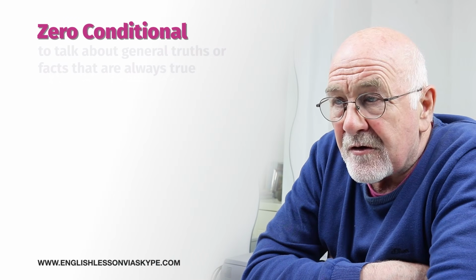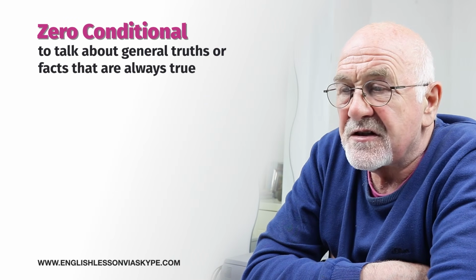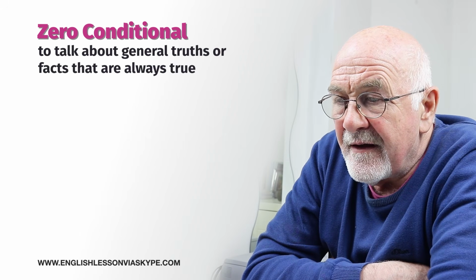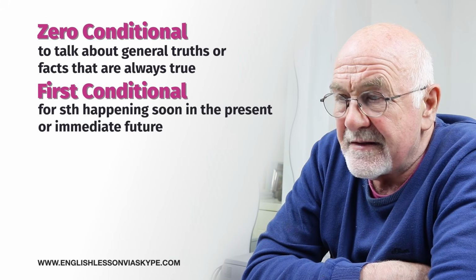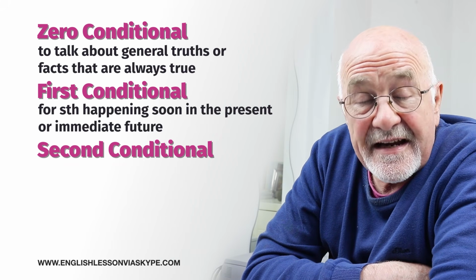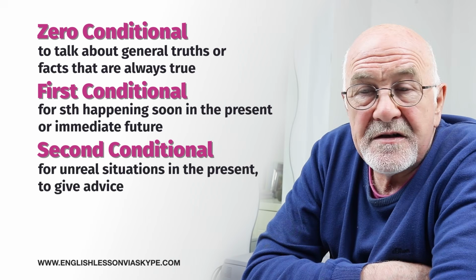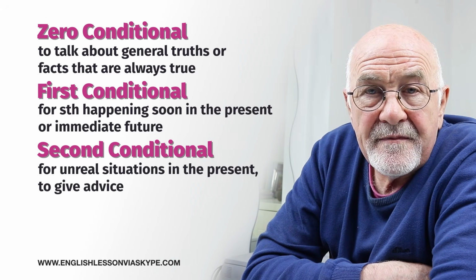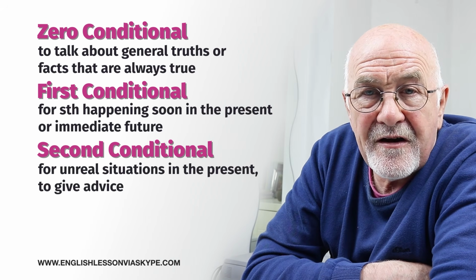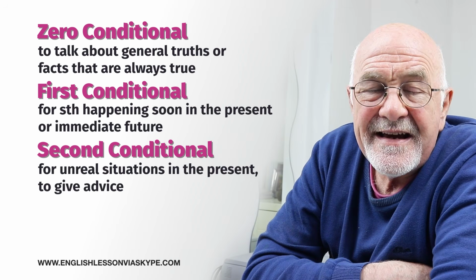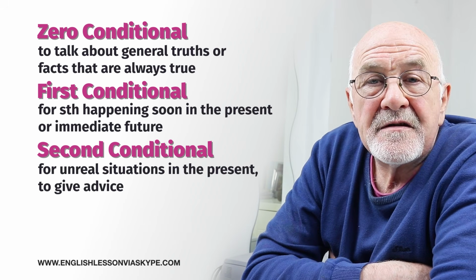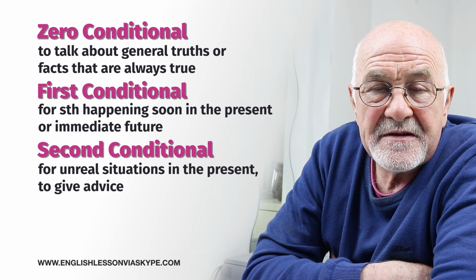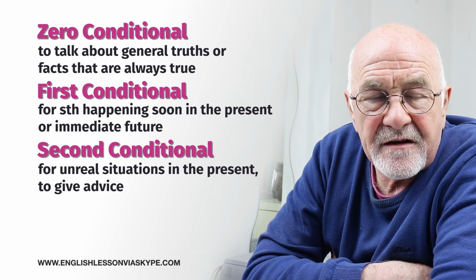So zero conditional is about something that is a general truth. The first conditional is about the real present. The second conditional is about unreal present. And then the third conditional, and this is the big difference, is about unreal past. Okay, so something general truth, something that happens now, zero conditional.